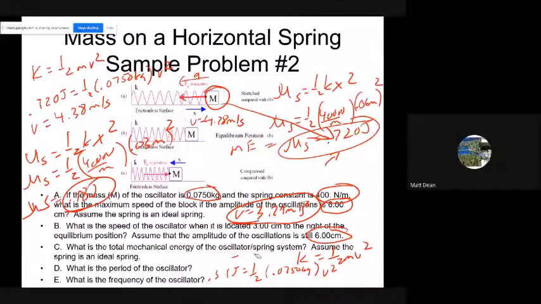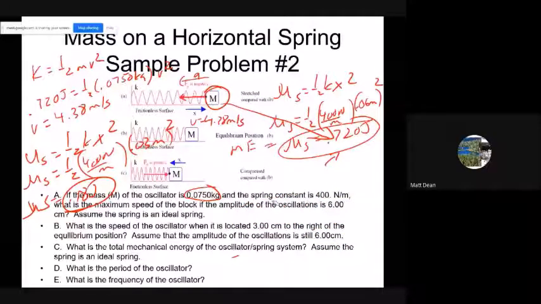All right, let's go ahead and answer C. And we've kind of already answered C. What is the total mechanical energy of the system? And remember, the easiest way to find that is either number one, if you already know the speed at equilibrium, you can calculate kinetic energy, 1/2 mv squared. In most of these problems, though, they give you the maximum displacement, and probably they're going to give you K.